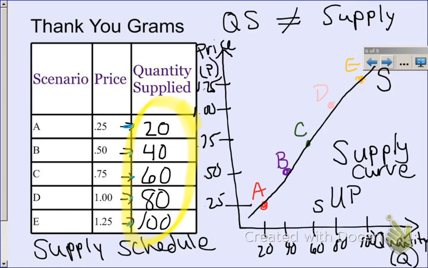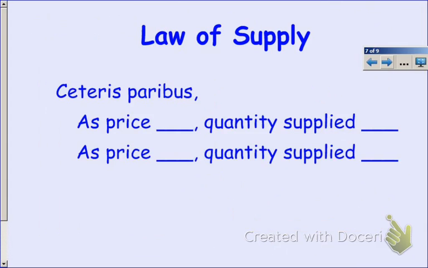Supply always slopes up, okay? Whereas demand always slopes down, okay? Now, let's take this upward sloping supply curve. What you should see here is that as the price rises, so does the willingness to supply. Do you notice that? Okay, so what we'll do here is use that to derive the law of supply.